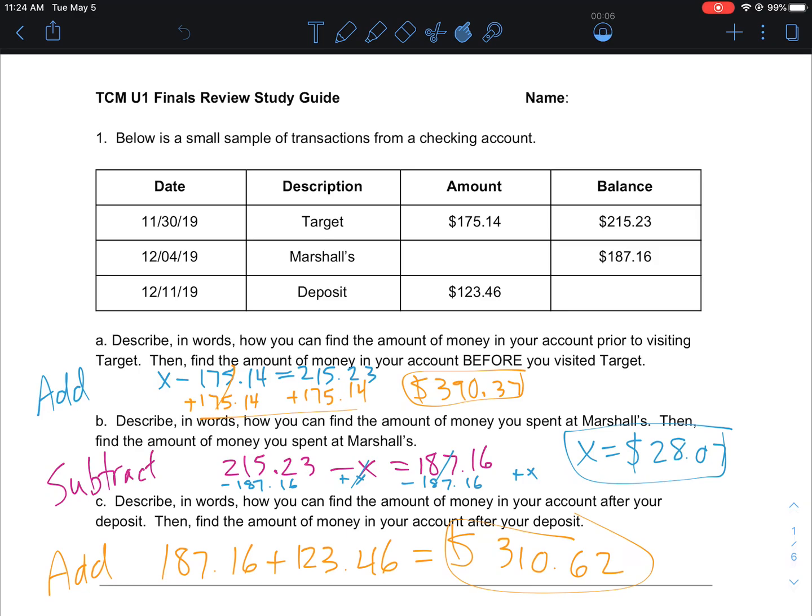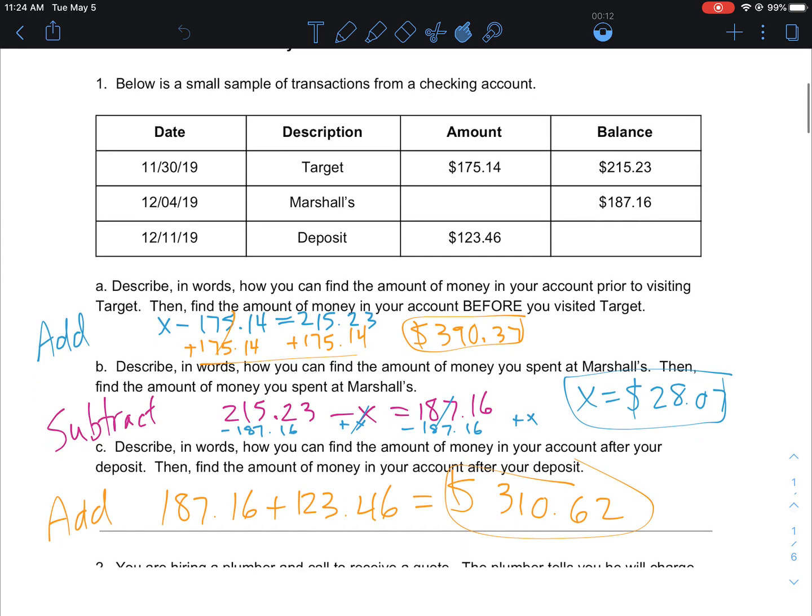All right, everyone, this is our final review of the year, and this would cover Unit 1, which is all about finance. So the first thing we did way back when was we talked about how a ledger or a balance from, let's say, a checking account would look and how you'd figure out these missing values.